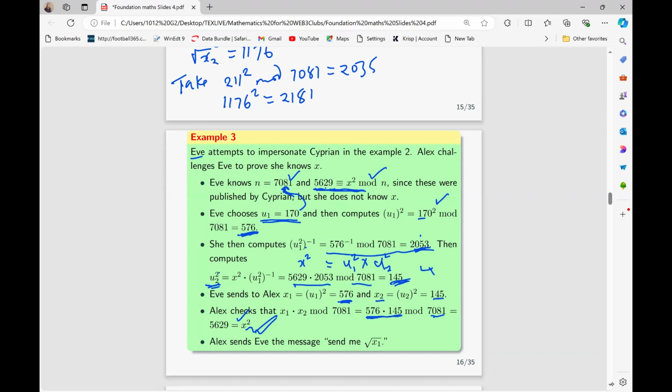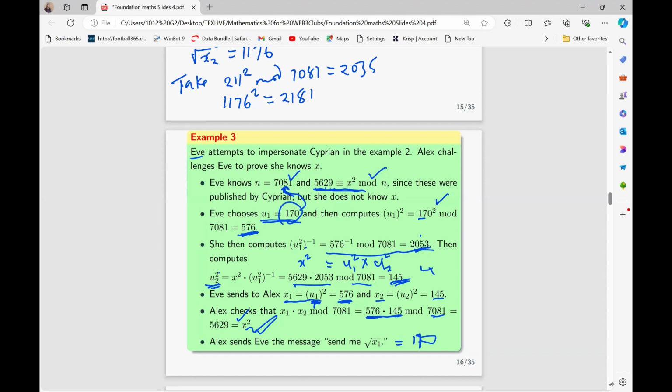Give me the square root of x1. And she comes back to her calculation. X1 was a square of u1. So what is u1? Her u1 is 170. So she sends Alex 170. Alex squares 170 to see whether indeed it gives x1.